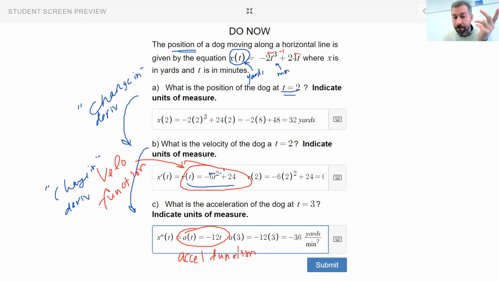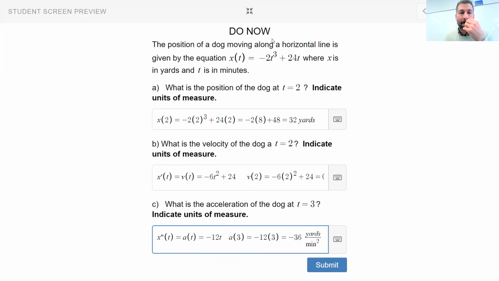That's our acceleration. So if you want to review this again, change in position results in velocity. Change in velocity results in acceleration. If I want to find that change, I take the derivative. Use your power rule. You can always substitute in to find that value at that time. Now it's really your chance to go back in and try some of these.